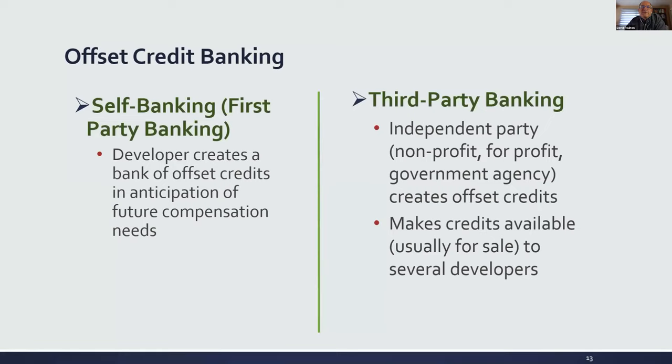Third-party banking is a somewhat more entrepreneurial enterprise whereby any party, or perhaps subject to some authorization process, an independent party can undertake a process to do the ecologically beneficial work, produce the credits, hold those then in a bank, and then make those available for sale to developers. And so there is essentially a banking business. And this developed in the US, first under their wetlands banking, later under their conservation species banking. And there's also been a lot of experimentation with banking in Australia and a few other jurisdictions.